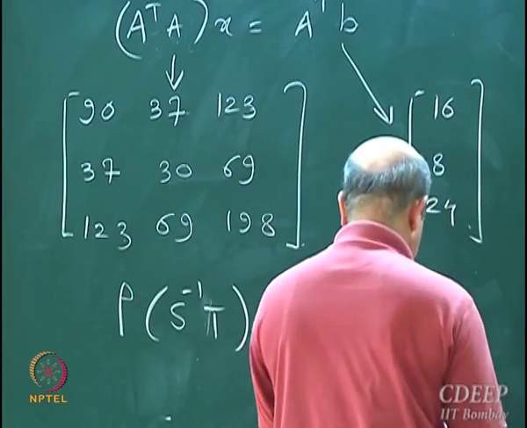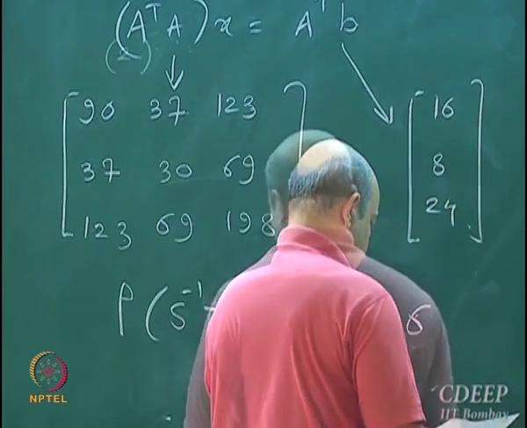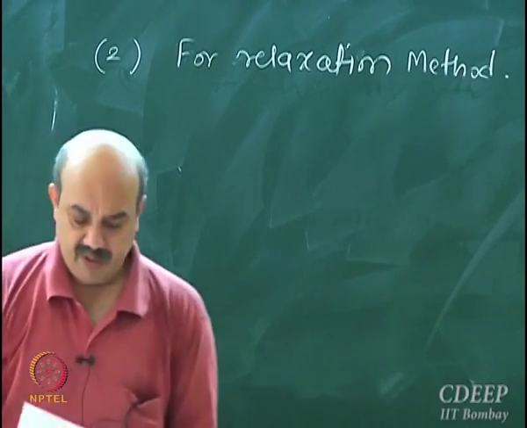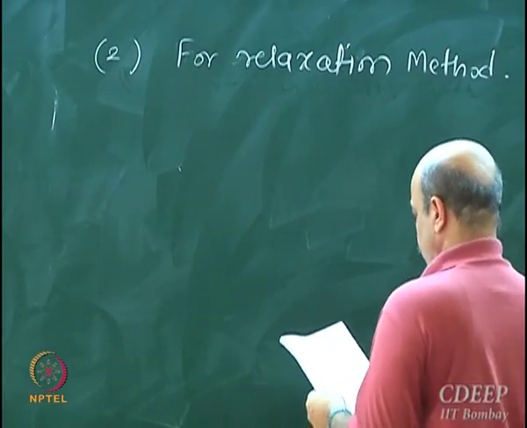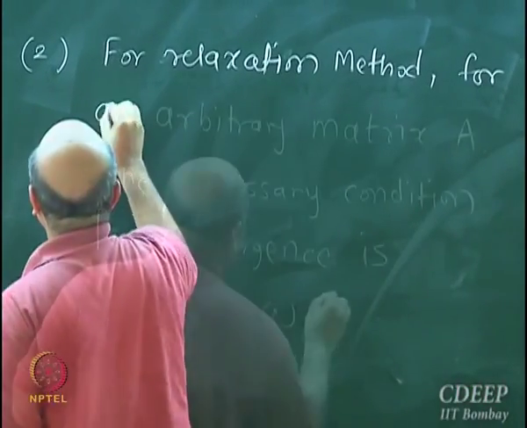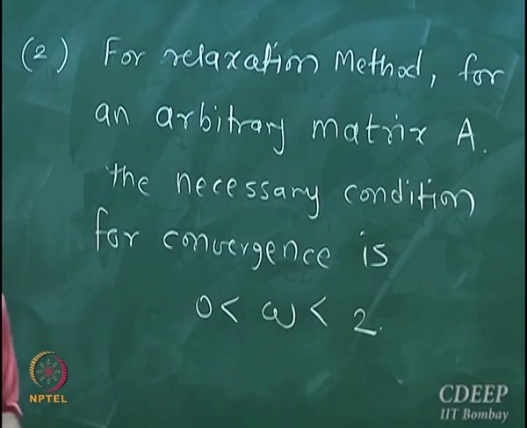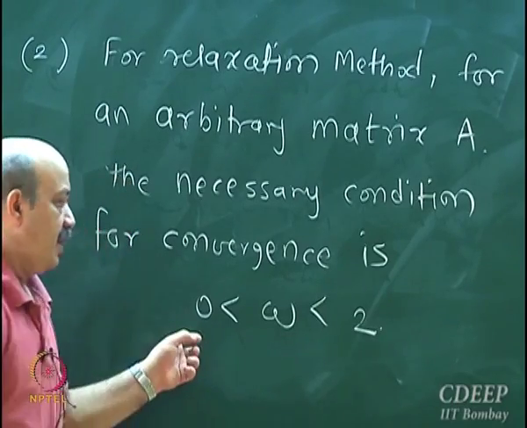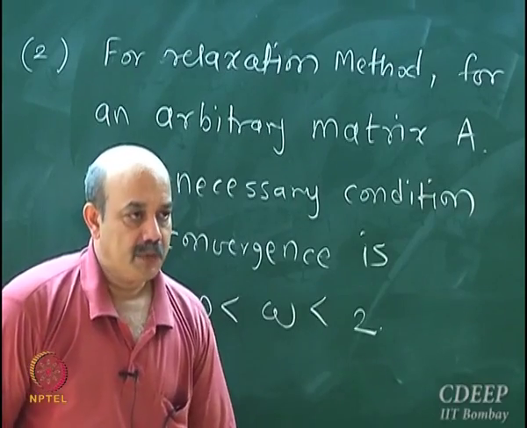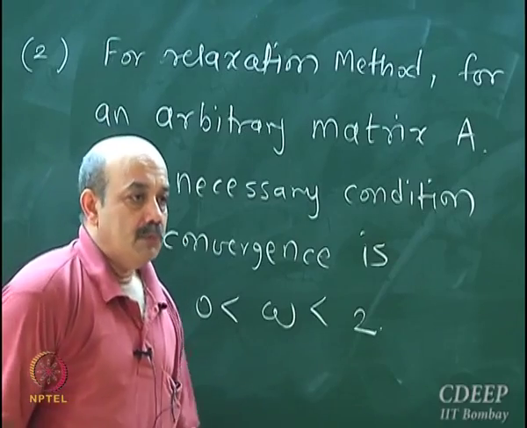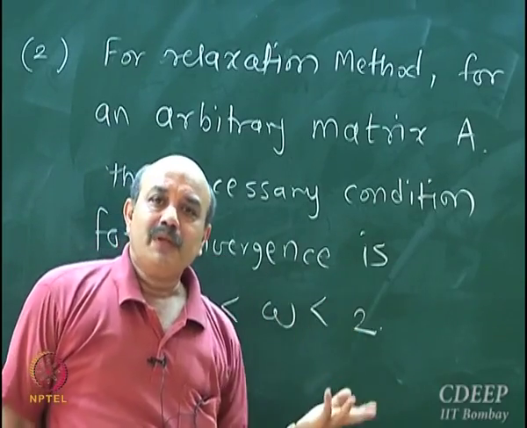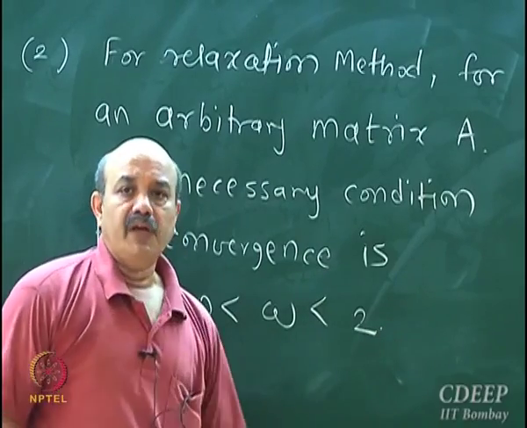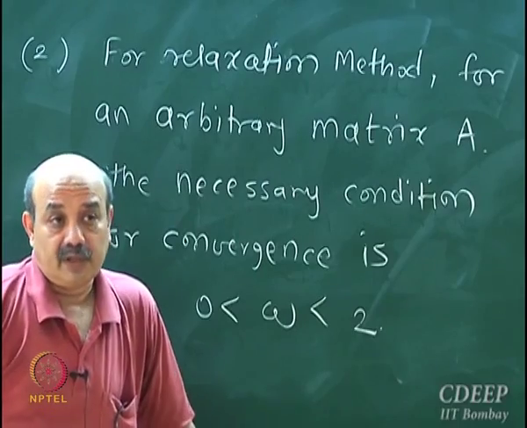There are more results of this type. Again, I am not going to go into the proof. For the relaxation method, we have this result. The proof is given in the appendix; you should go and look at it. If omega is chosen between 0 and 2 — actually for the relaxation method, we want to choose it between 1 and 2, because we showed that omega equal to 1 is equivalent to Gauss-Seidel iteration — then in general, omega between 0 and 2 is a necessary condition for convergence.